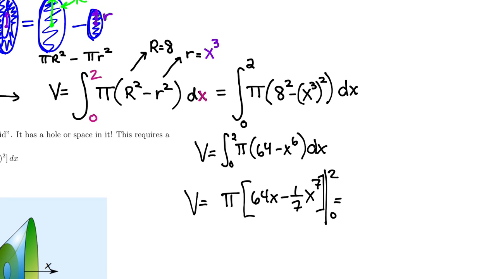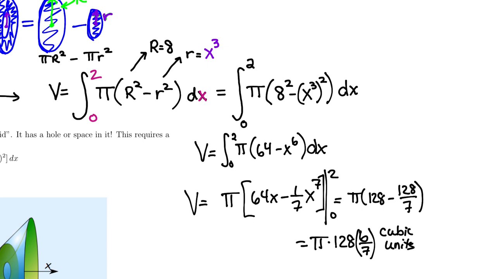What am I getting? Pi times 128 minus 2 to the 7th is 128 over 7, I think. Oh, yuck. 1 minus 1 seventh. I don't like this answer. That's pi times 128 times 1 minus 1 seventh. 7 sevenths minus 1 is 6 sevenths, times 6 sevenths. Whatever that number is.